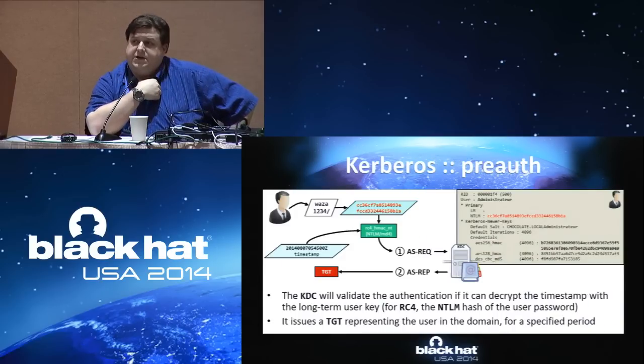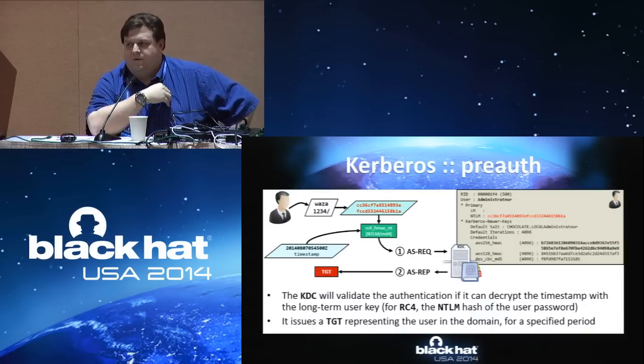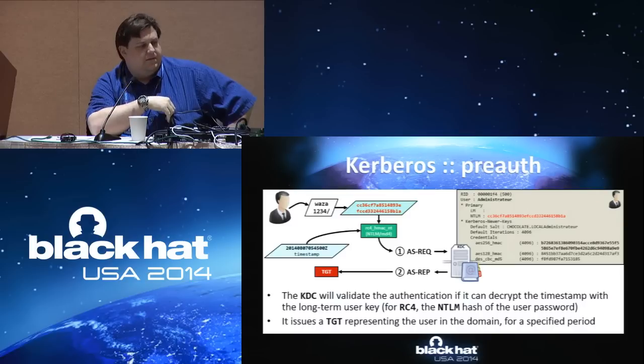So pre-authentication, as I mentioned previously, is something that Kerberos 5 added to prevent you from arbitrarily just getting a TGT just by asking for it. You have to prove that you are who you say you are by encrypting a timestamp, and that gets validated by the KDC before they send you a TGT.